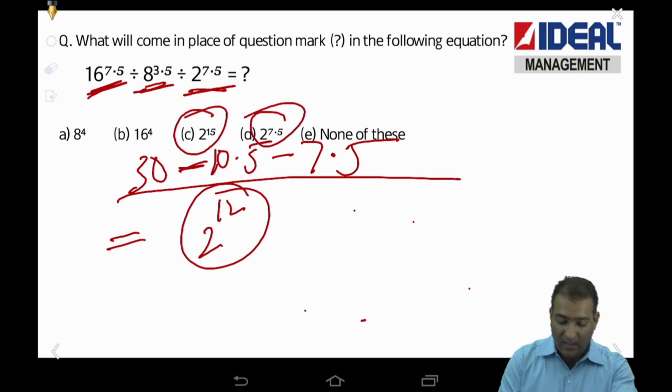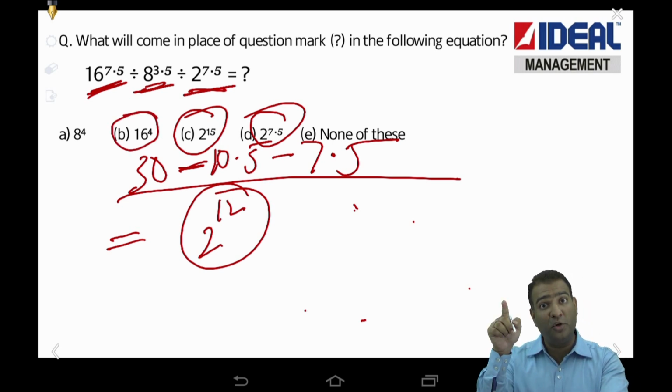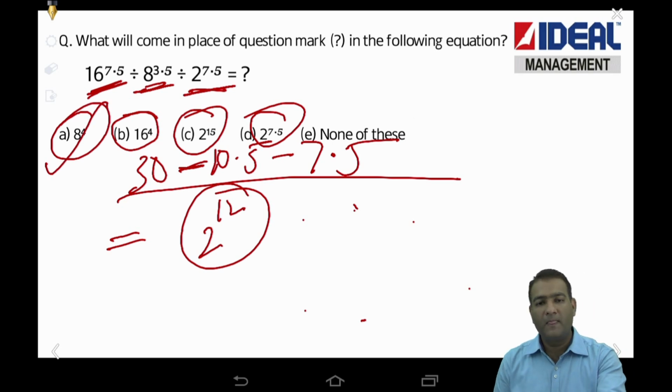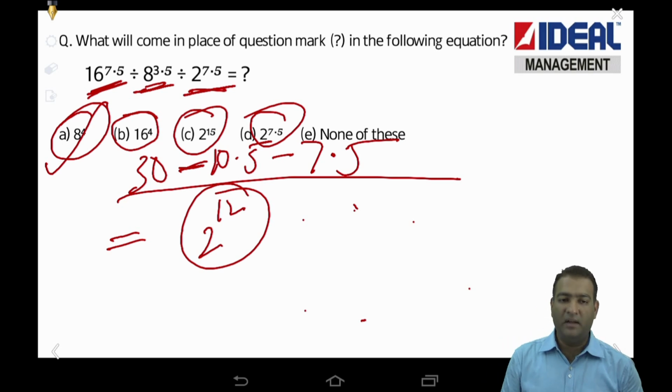See this now. This is 16 to the power 4, which is 2 to the power 4 into 4. This can't be the answer. You check this. This will be the answer. See, here also you can look and eliminate options. So 8 to the power 4 is the answer.